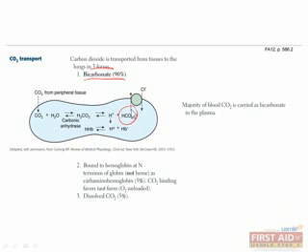The remainder is either bound to hemoglobin, favoring which form of hemoglobin? The taut form of hemoglobin. And finally, it's also found as dissolved CO2. Now, CO2 is involved in 2 rather complicated but important concepts in respiratory physiology. One is the Haldane effect, and the other is the Bohr effect.